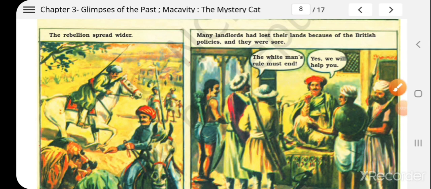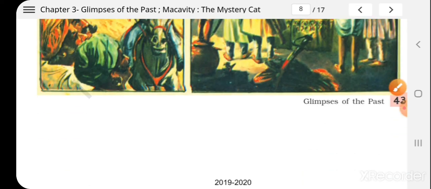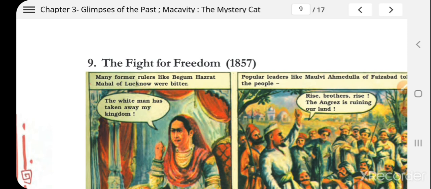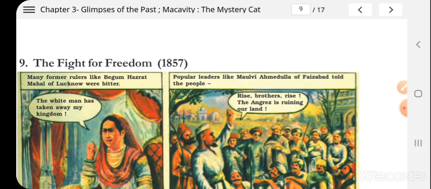And the rebellion spread wider. बहुत फैल गया. Many landlords had lost their lands because of the British policies and they were sore. मतलब वो बहुत ज़्यादा angry थे that the Britishers had taken our lands and everything. So they were angry and they all are talking, the white man's rule must end. Yes, we will help you. All the people were cooperating with each other. It was a big gang, we can say.